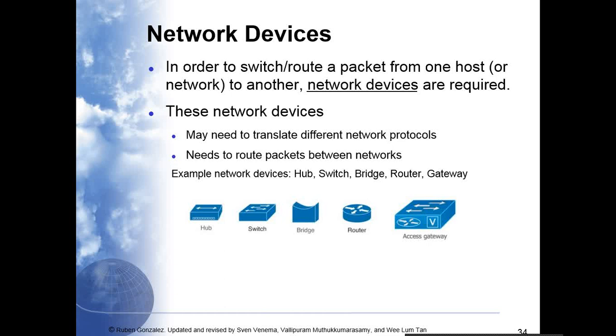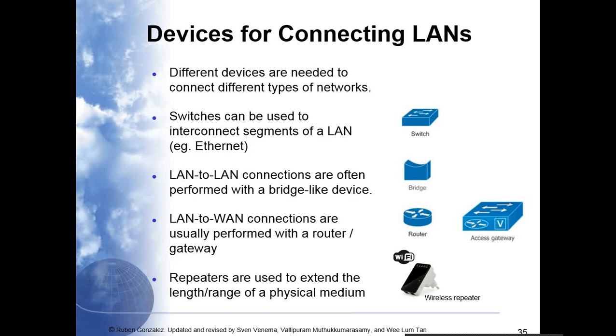Network devices are the different devices you use to switch or route a packet from one host or network to another. They may need to do some translation between the protocols. They may need to route the packets as well. They may need to do a lot of different jobs. Some example network devices are hubs, switches, bridges, routers, and gateways. We mentioned them at the start. So different devices are needed to connect different types of networks.